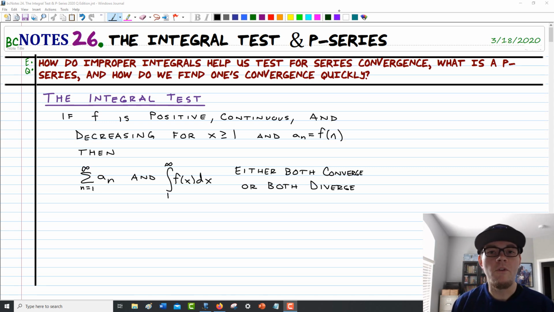I'm going to be working through a few more convergence tests today. As the lesson's title at the top says, we're going to be looking at two tests. One of them is called the integral test. It uses, well, as you'd expect, integrals.